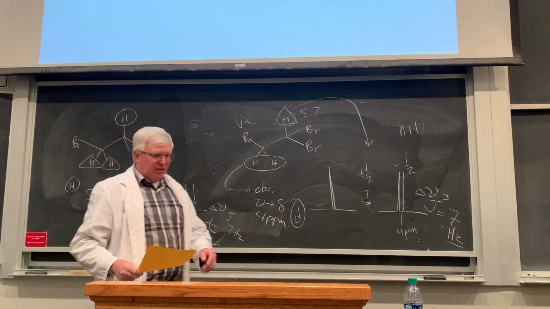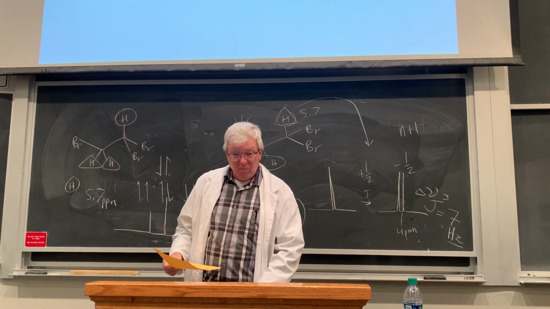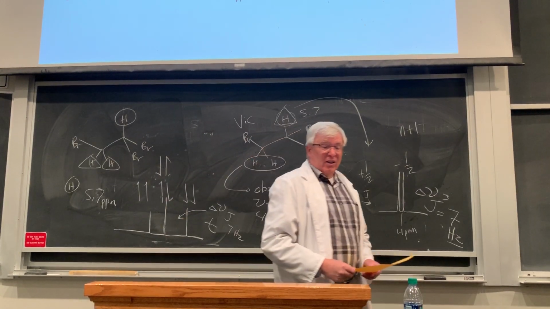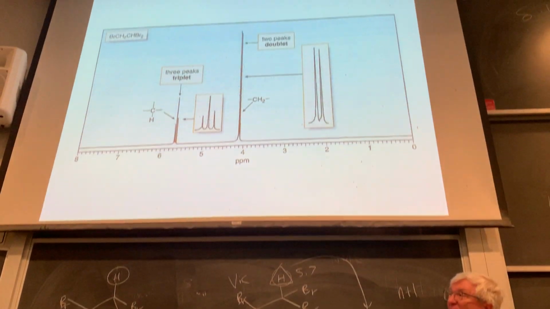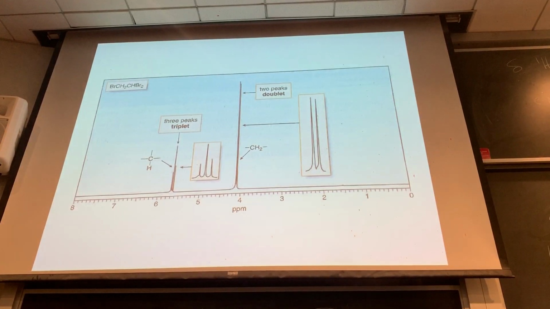So let's look up here and see what we got. For tribromoethane, I think you can see that there. There's our molecule we've been talking about. Look back at your notes. Look back at the board we just drew on there. Which one did we look at first? Oh, we looked at the doublet here. Remember? We said it was about 4 ppm. There it is.